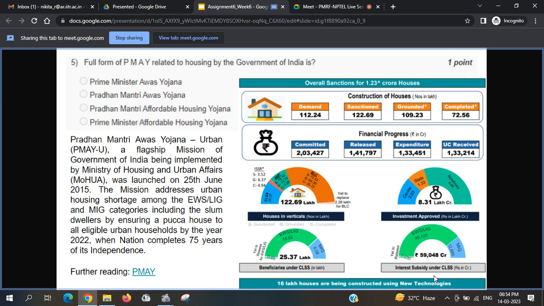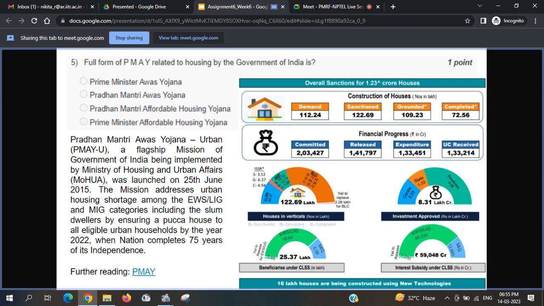So the next question is: full form of PMAY related to housing by the government of India is what? So PMAY is the Pradhan Mantri Awas Yojana, which is now PMAY-U, which is Pradhan Mantri Awas Yojana Urban. So that is a flagship mission of the government of India, which is being implemented by the Ministry of Housing and Urban Affairs, and it was originally launched in 2015 and is still going on. So I think it is clear to you what the answer to this question is. The full form of PMAY is Pradhan Mantri Awas Yojana.